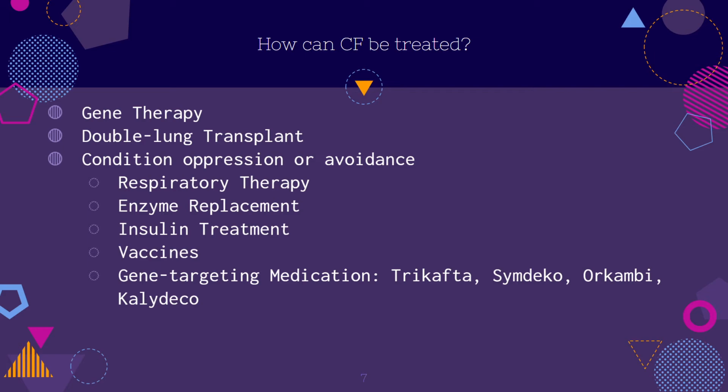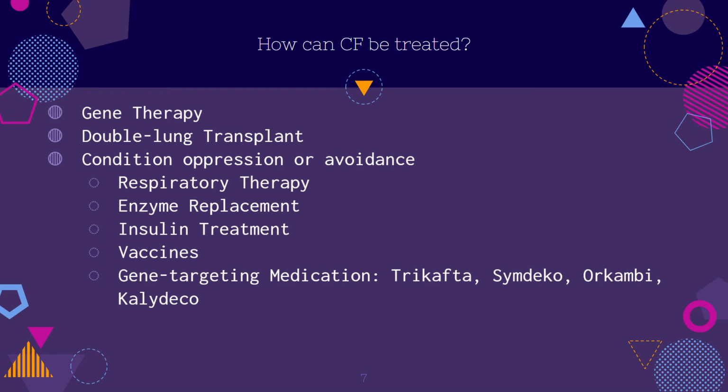Another option is a double lung transplant. It is for CF patients that have respiratory failure. However, the success rate is dependent on many factors, and not all patients can receive this treatment. The other treatments are not to directly treat the disease, but rather to suppress the symptoms or avoid further damage. So the first one is respiratory therapy, which can include inhaled medications of antibiotics, anti-inflammatory medications, or airway openers. There can also be exercises or other methods to thin out the mucus and clear it from the lungs.